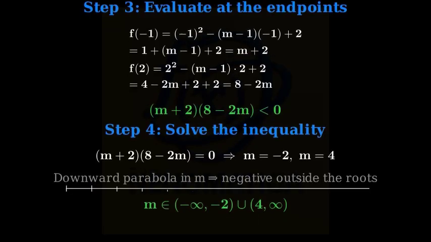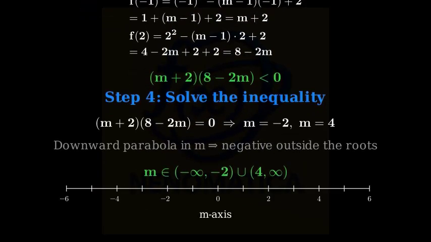Step 4. Solve the inequality. First, find the critical m values by setting each factor to 0. m plus 2 equals 0 gives m equals -2. 8 minus 2m equals 0 gives m equals 4. The product, open parenthesis, m plus 2, close parenthesis times, open parenthesis, 8 minus 2m, close parenthesis, is a downward opening quadratic in m, so it is less than 0 outside the roots. Therefore, m is in the union of the intervals -∞ to -2, union 4 to infinity.